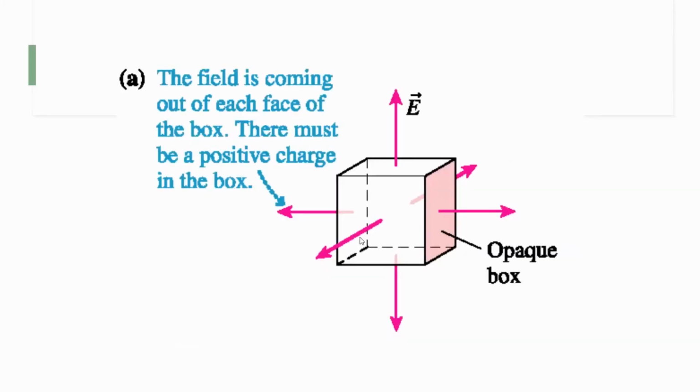Okay, let's go with the problem. The field is coming out of each face of the box. There must be a positive charge in the box. So, drawing natin yan. These are electric field lines, and as we all know, electric field lines describe the behavior of positive test charges. So, pag may positive test charge ka dito, ang tendency niya is to move outwards dahil sa positive charge. So, yun lang.